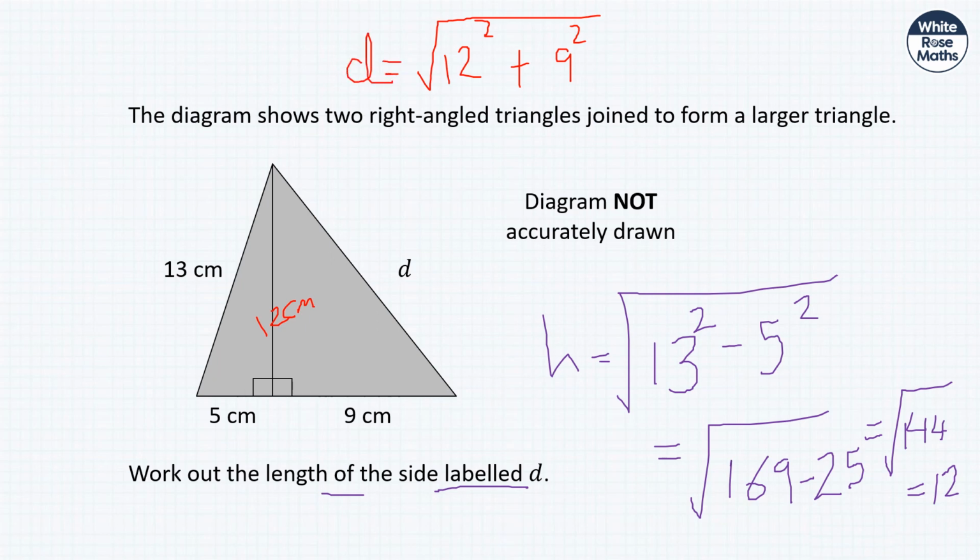And that, guys, will be your answer. Okay, so whatever that is. So 12, so that'll be 144 plus 81. Okay, so that'll be the square root of 225. So that'll be 15. So D is equal to 15 centimeters.